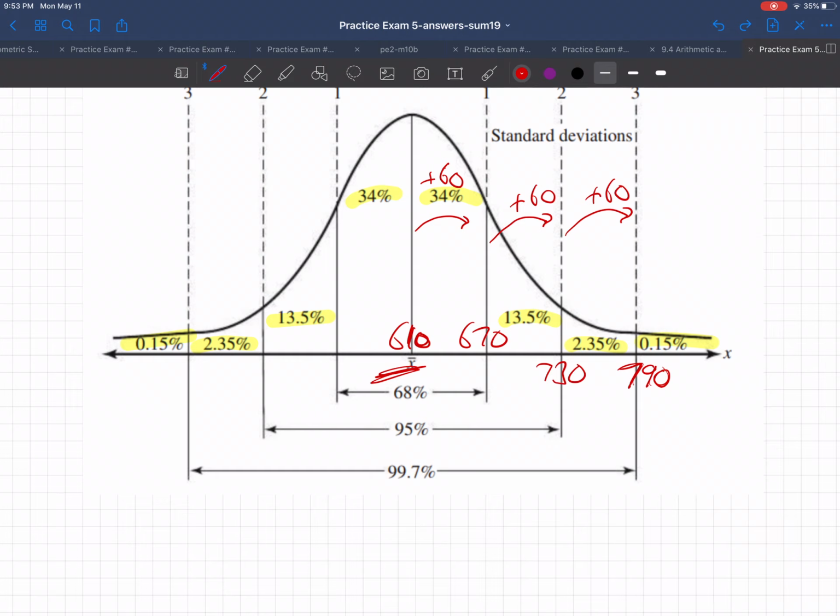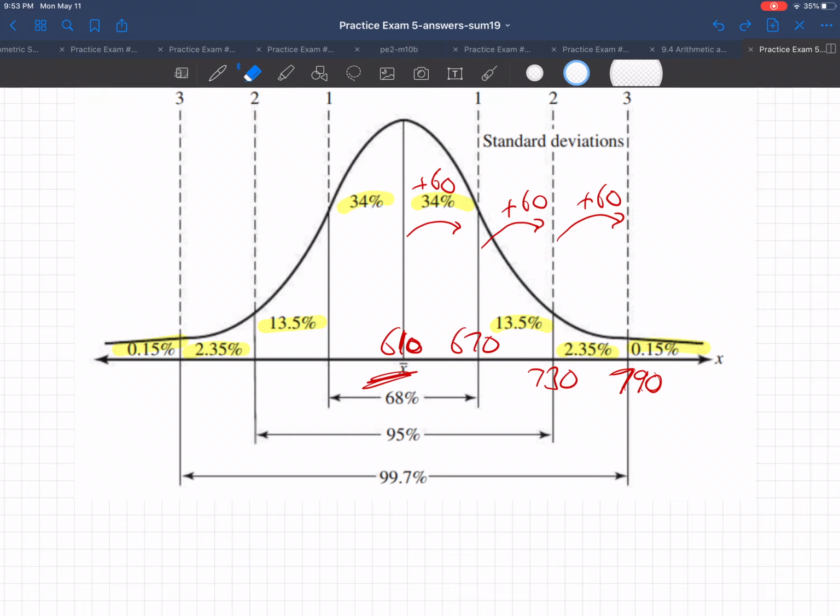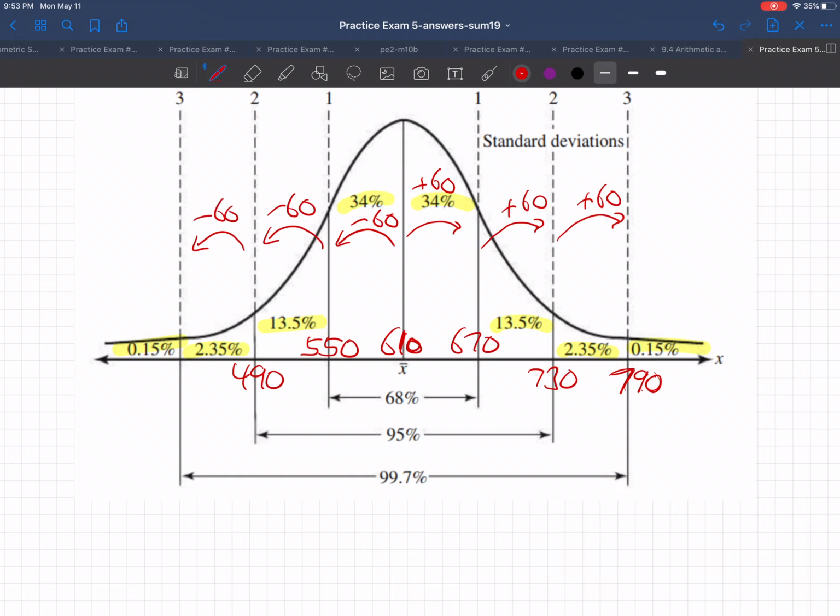Now the other way, I'm going to subtract 60. So go this way, go down 60. So what's that going to be? 550. Just use your calculator. Subtract 60 again. I think that'll be 490. And subtract 60 one more time. And that'll put us at 430. So we're finding what these different line amounts are.